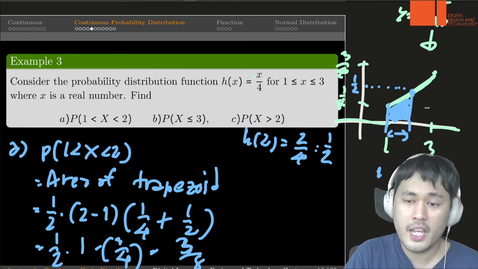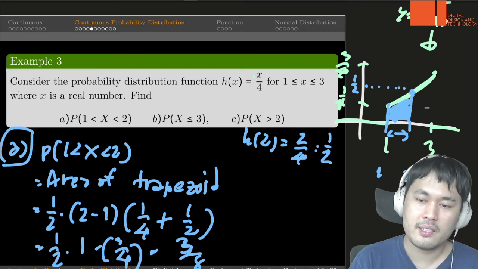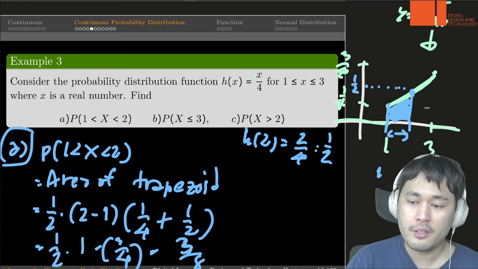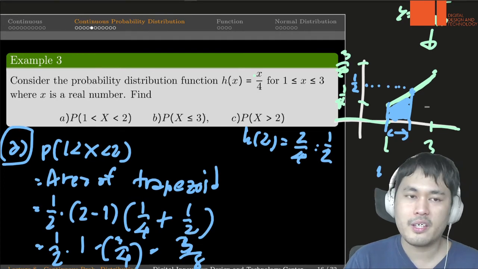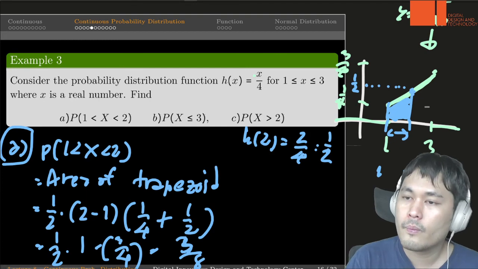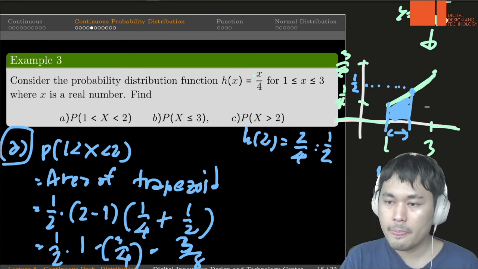So the probability that our dot will land between 1 and 2 is 3/8, which is kind of close to 1/2. You know, it's close to 4/8. So that's reasonable. So that's the first question.